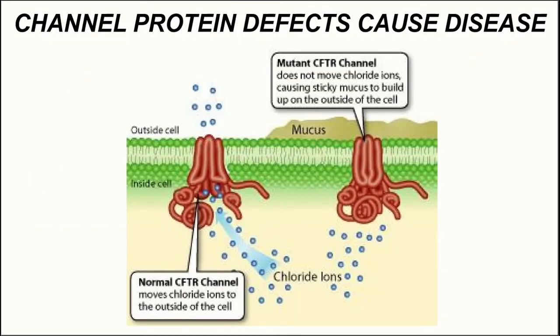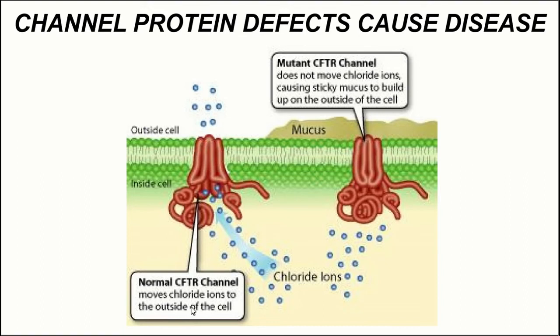So hopefully I've highlighted the importance of channel proteins and why they're very critical in the normal functioning and operation of cells. But what we also see is that defects in channel proteins cause disease, and in some cases very deadly diseases. And so, for example, a disease called cystic fibrosis is actually a disease that's caused by a defective chloride channel protein. And that chloride channel protein is called CFTR.